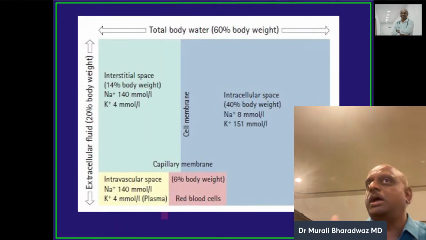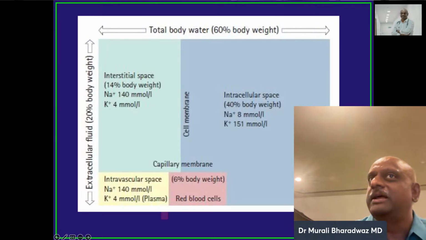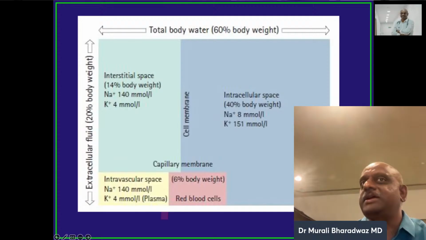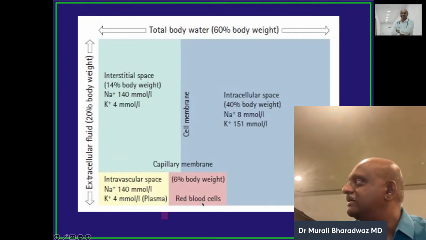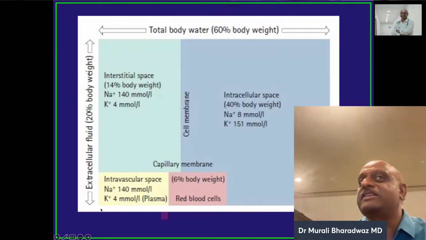Understand? So now in this total body water, 14% of the body weight is interstitial, 40% of the body weight is intracellular, and the RBCs are responsible for 6% of your body weight. If you are a 100 kg man, 6 kg RBC bag, 7 kgs is permitted in the flight. Handbag. Then intravascular space is the remaining one.